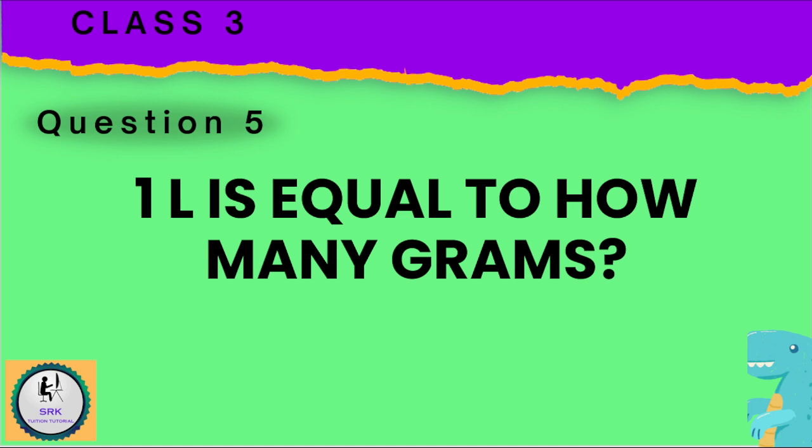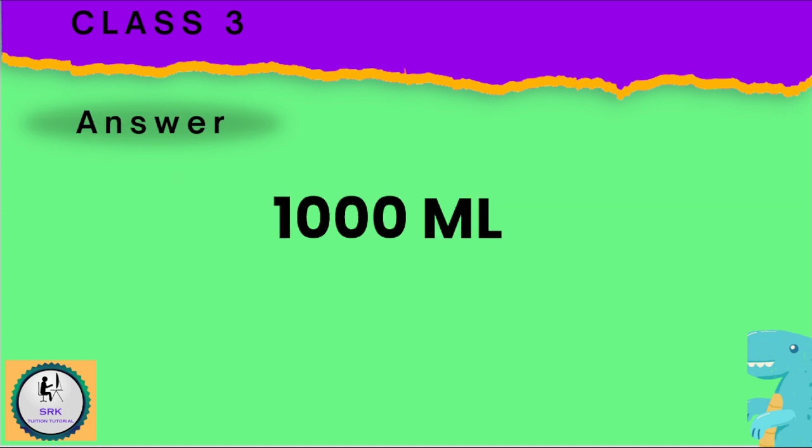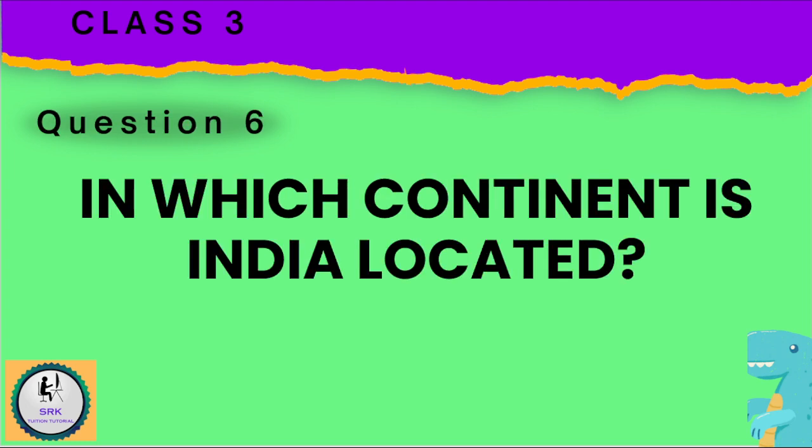1 liter is equal to how many grams? The answer is 1000 milliliter. ml means milliliter. 1000 milliliter. So next question is question number 6.